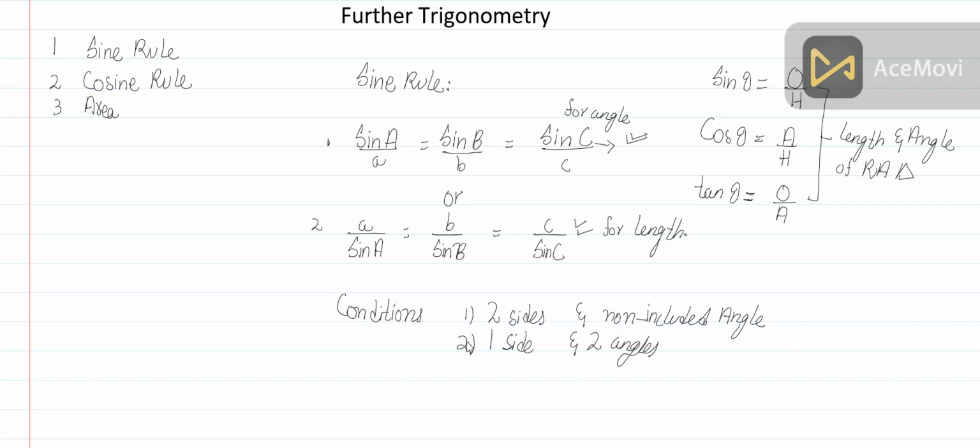I have a question for you guys. If two angles of a triangle are given to you, can you find out the third angle? Yes, we can. How are we able to find it? Because if we add all three angles of a triangle, the sum is always equal to 180 degrees. The total sum of the angles of a triangle is 180 degrees.